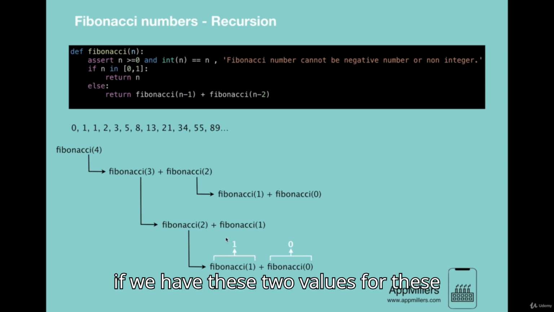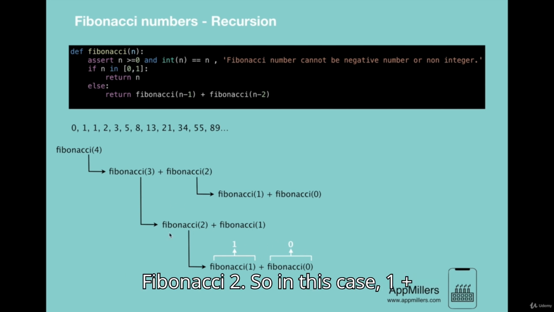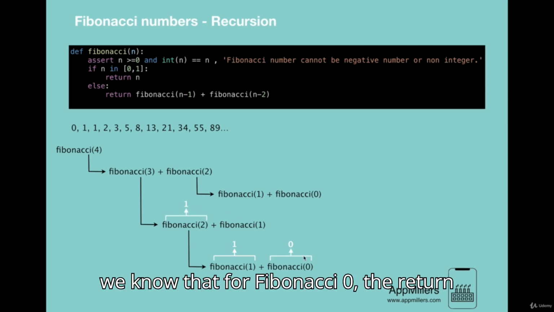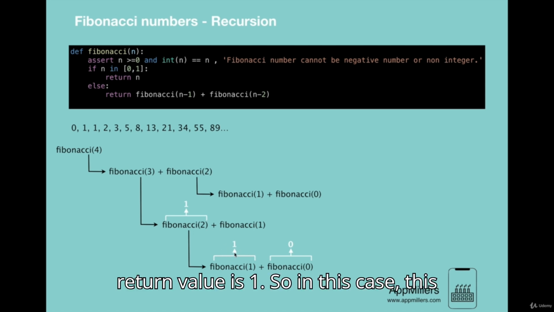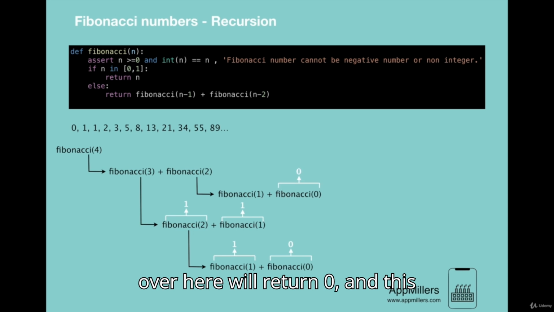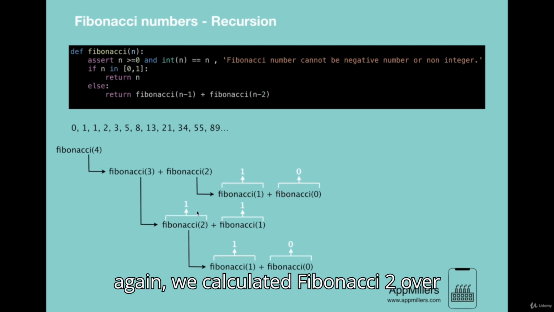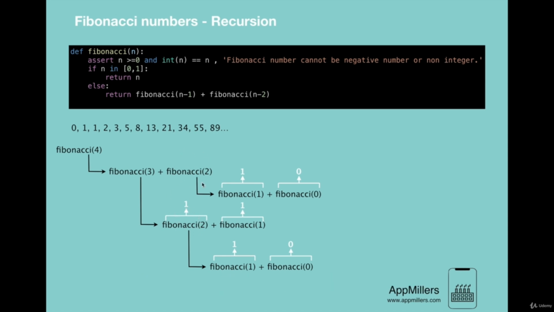So if we have these two values for these functions, we can get a value for Fibonacci 2. In this case, 1 plus 0 will be 1. We know that for Fibonacci 0 the return value is 0, and for Fibonacci 1 the return value is 1. So in this case, this function will return 1, this function over here will return 0, and this function over here will return 1. And again, we calculated Fibonacci 2 over here. We know that it's 1, so we will put 1 here.